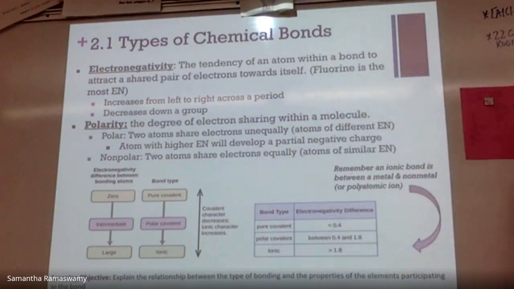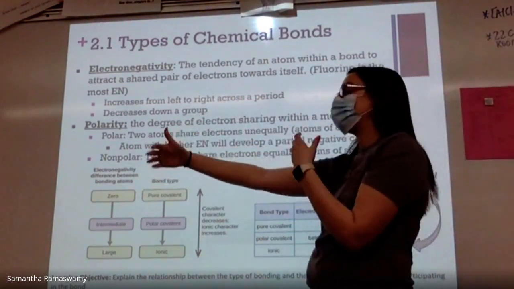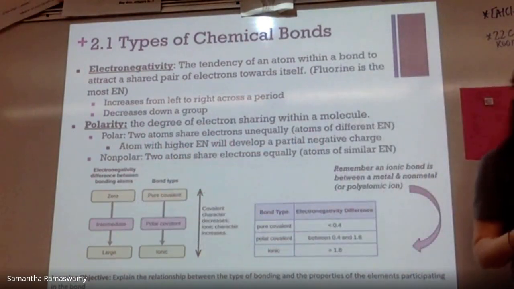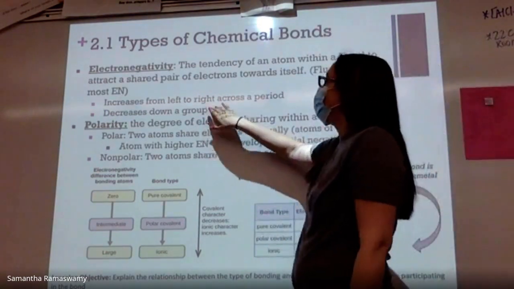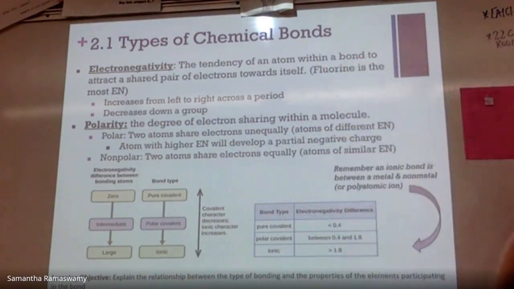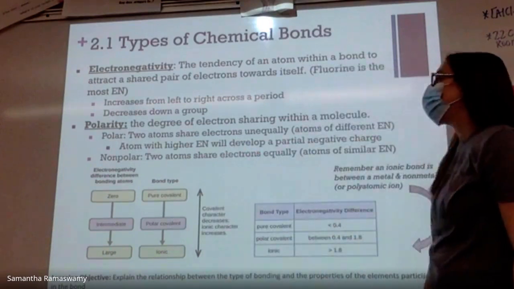Fluorine is the most electronegative atom. So when fluorine is in any compound, bonded with something else, it's going to pull the electrons toward it more strongly than the other atom, unless it's fluorine itself. Electronegativity increases from left to right, decreases down a group, right? Fluorine is the most electronegative atom. Electronegativity helps us to determine polarity of bonds.